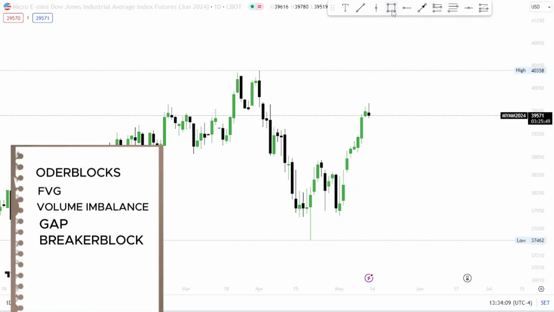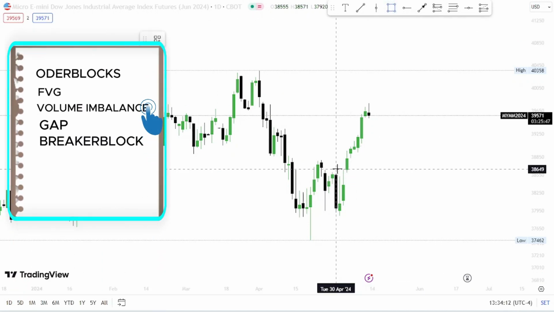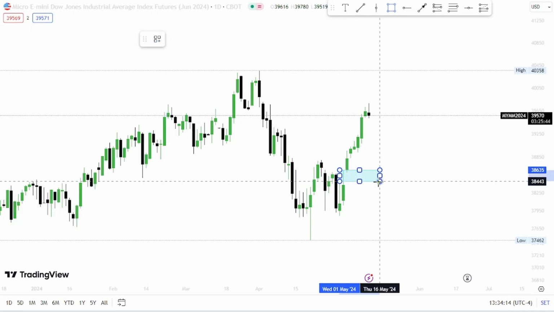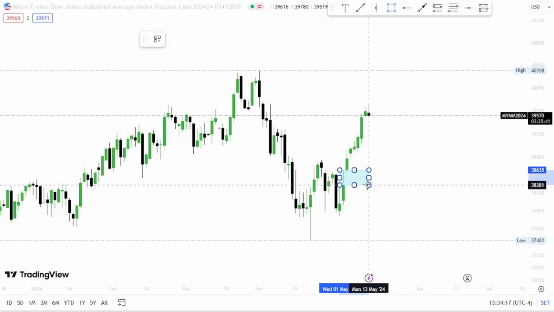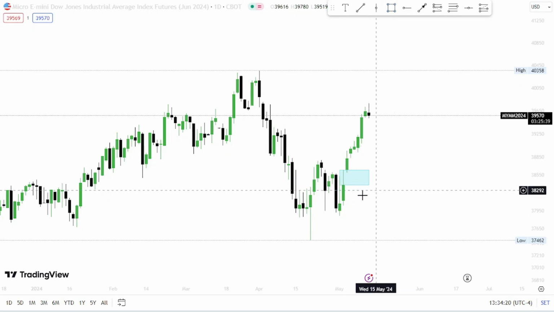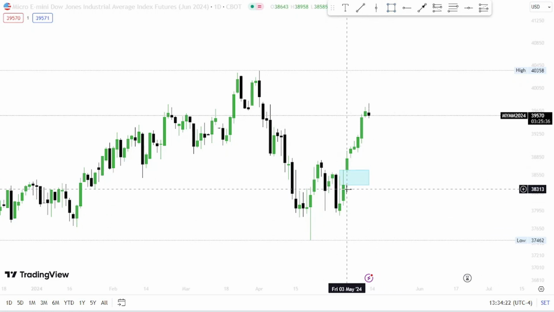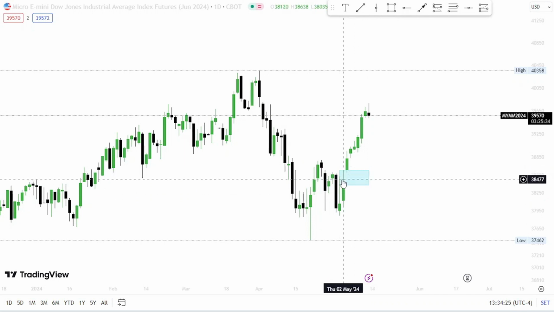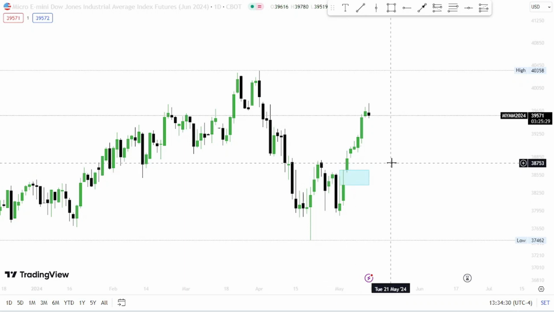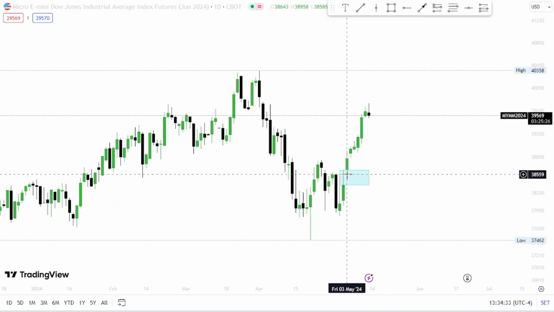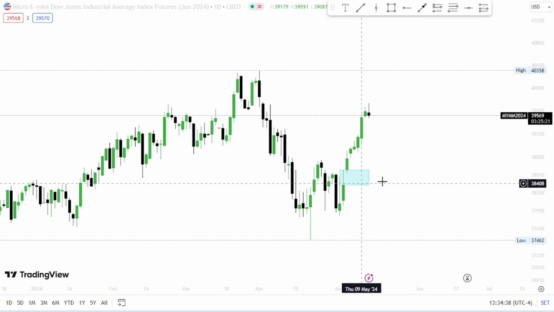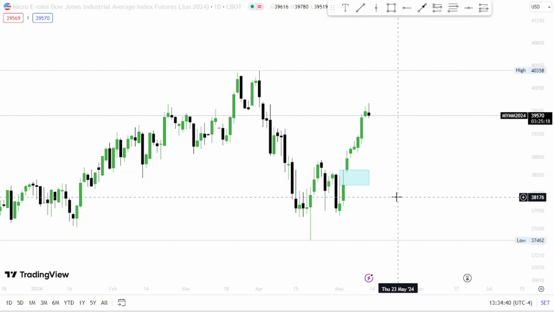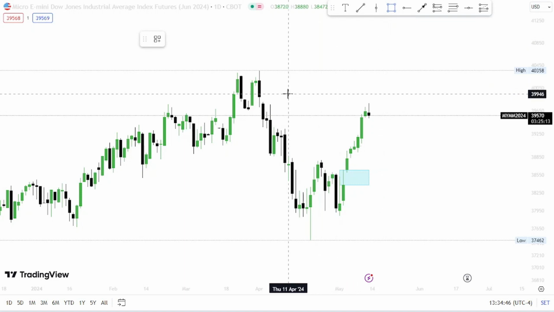The third PD array is the volume imbalance, which is here. Now the volume imbalance is similar to the gap, but with the volume imbalance you only have wicks instead of bodies. It's almost like a gap, but you only have wicks. There is no bodies, just wicks. I think it's self-explanatory, or maybe it's clear enough.